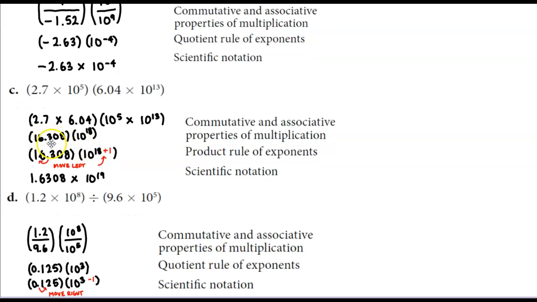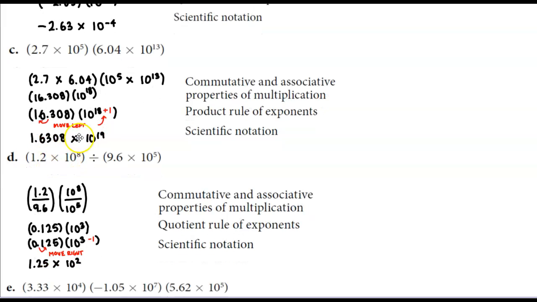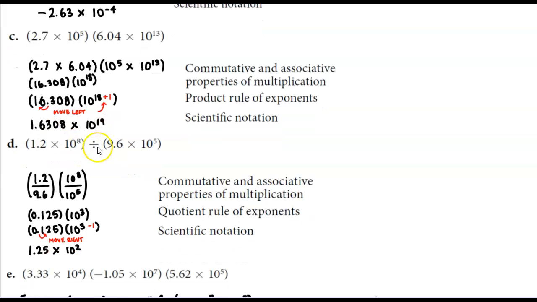Now again, it's not in scientific notation yet because we need to move that decimal place to be in between the 1 and 6, which means we'll only need to move it to the left 1, which means we're adding 1 to the exponent, which then gives us the scientific notation number 1.6308 times 10 to the 19th.